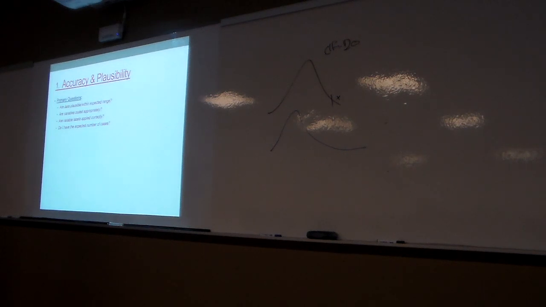So accuracy, plausibility. Again, looking at expected range. Are our data falling within the reasonable bounds of whatever scale we're using? Are all our variables coded appropriately? I went through a full semester's worth of data where previously women were 0, men were 1, and then I reverse coded it.